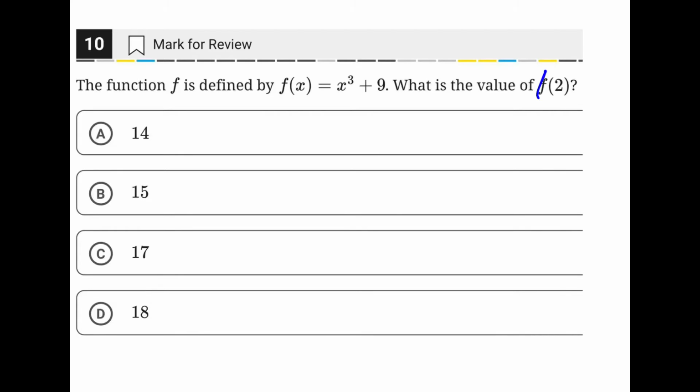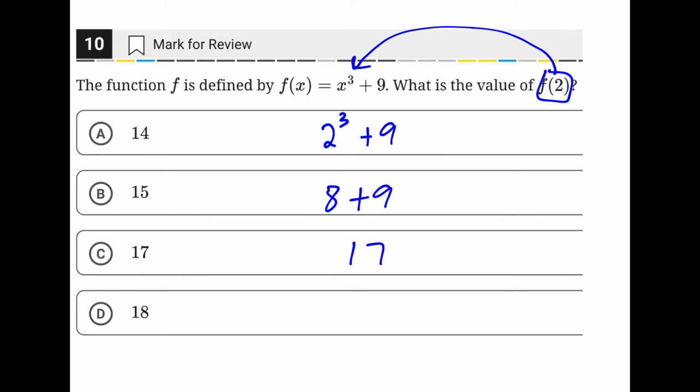F of 2 means we take this 2 and we plug it in for x. So 2 to the third power plus 9. That's 8 plus 9. That's 17.